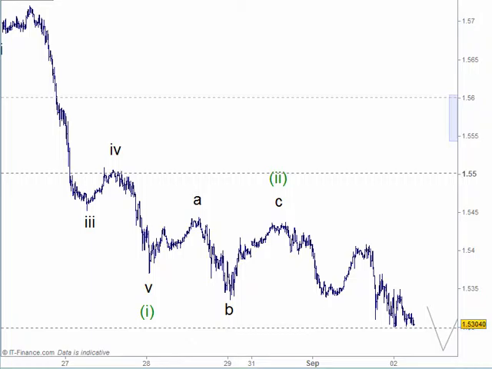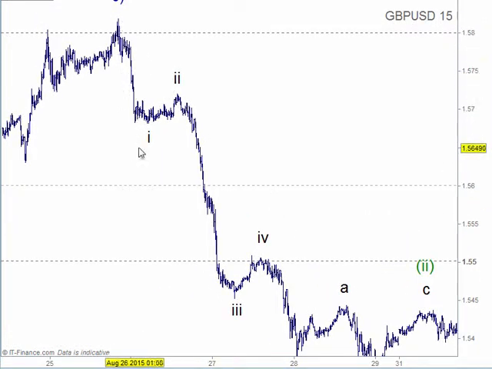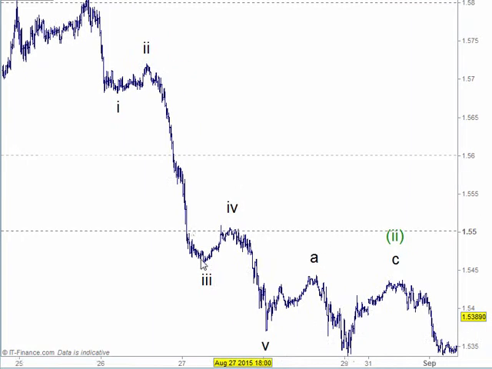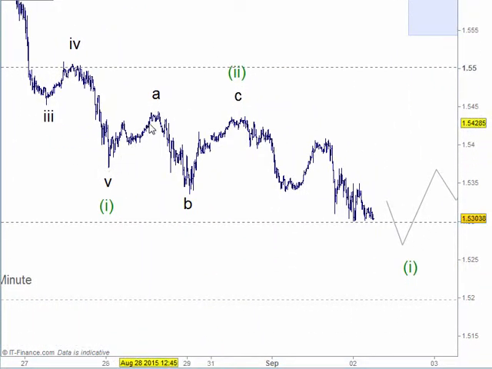I mean, it's such a nice, clean, clear 5-wave structure down from the high here, 1 and 2, and nice 3rd wave down here, the 4th and the 5th. So maybe this is the A wave and B wave and C wave here for wave 2, and now we're starting down again.